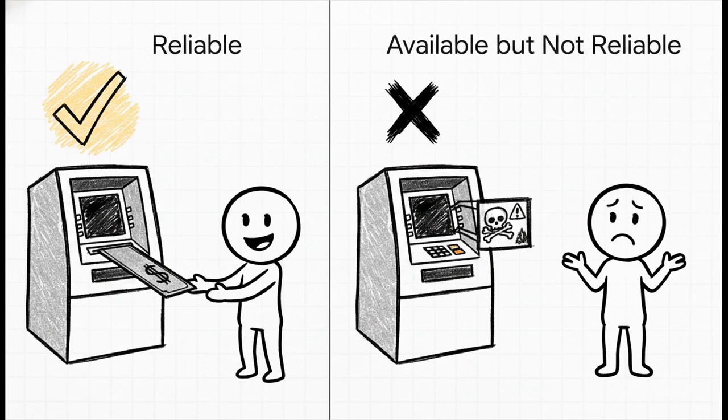It's on, the screen is lit up, it's available. But what if it shows you the wrong account balance? Well, it's not very reliable, is it? See the difference? You can have high availability just by fixing things fast. But reliability means it doesn't give you bad data to begin with. Getting this distinction right, that's how you get the top marks.